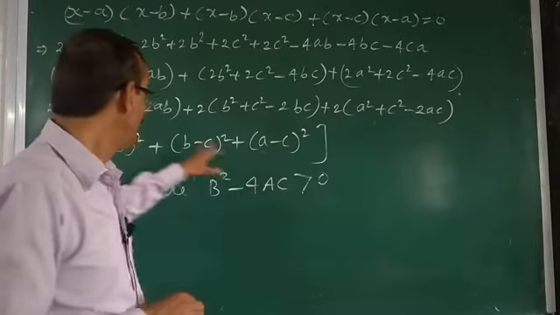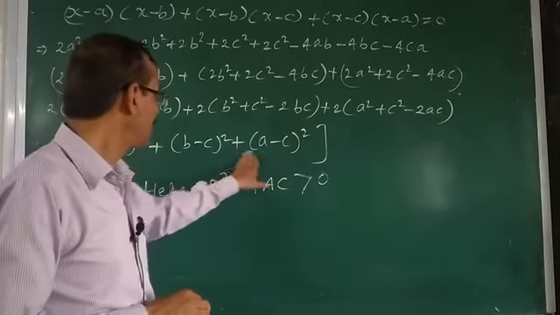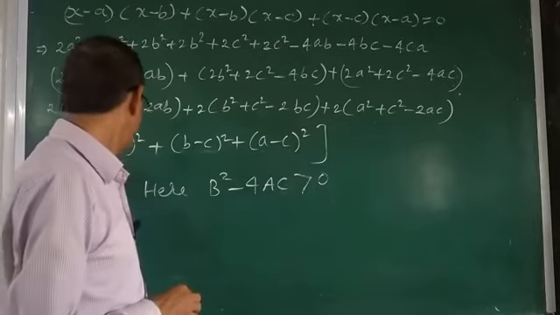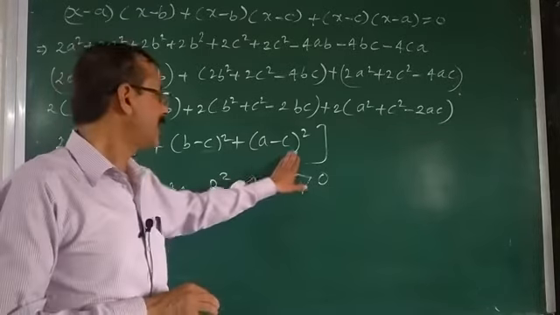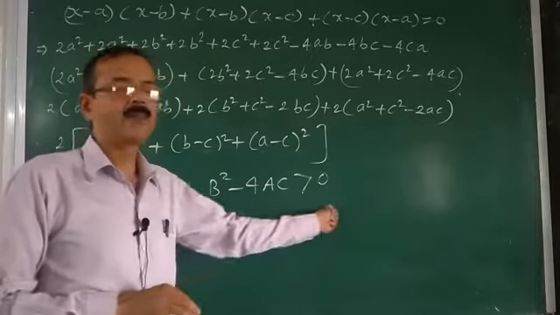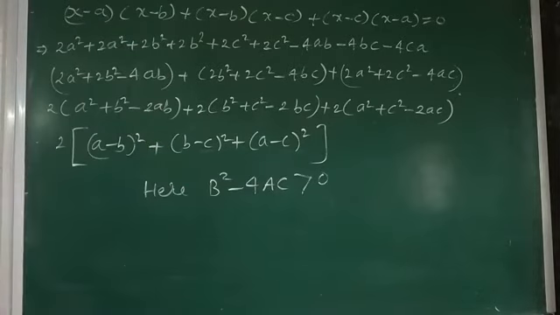What reason will we write? Because each value is a square of a number, it will be greater than 0, therefore it has different real roots. This is your answer. Let's take one more question.